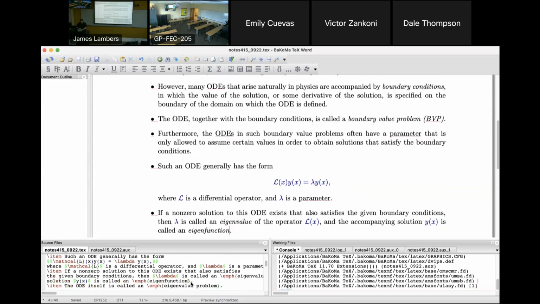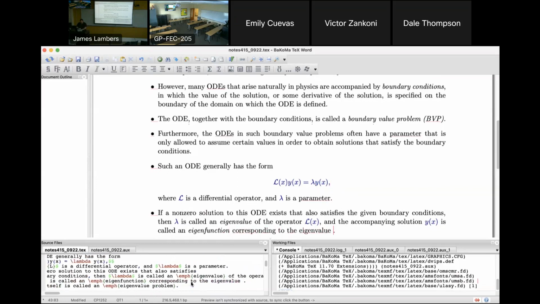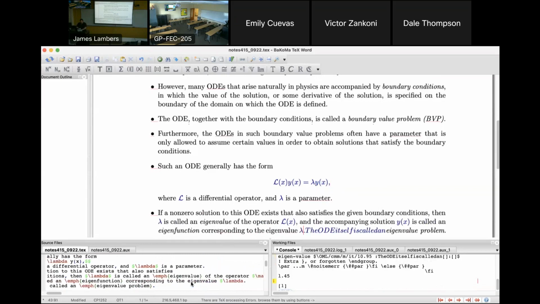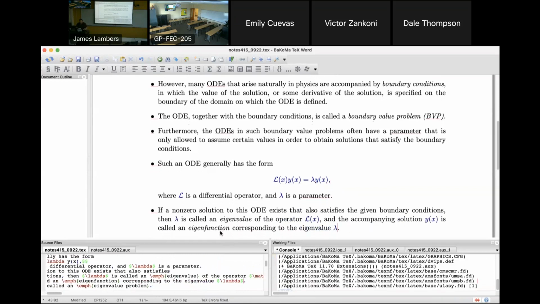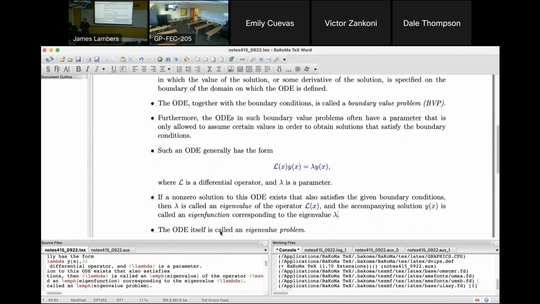So, eigenfunction that is corresponding to the eigenvalue lambda. So we like to create new words prefixed with eigen. I mentioned that an eigenpair would be an ordered pair consisting of the eigenvalue and its eigenfunction. So we have all kinds of eigen stuff, I guess.